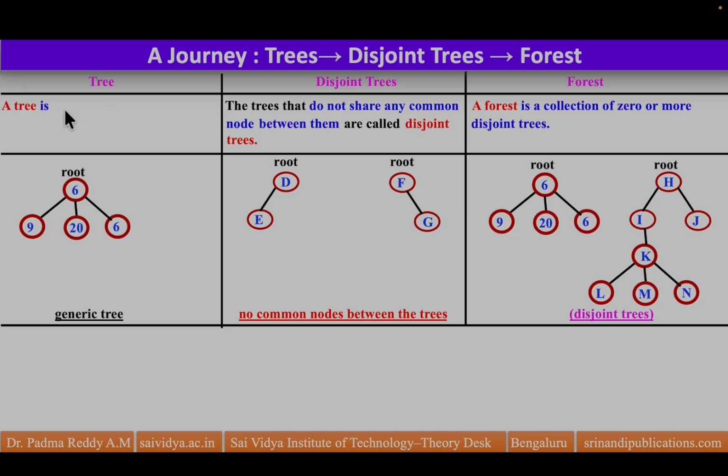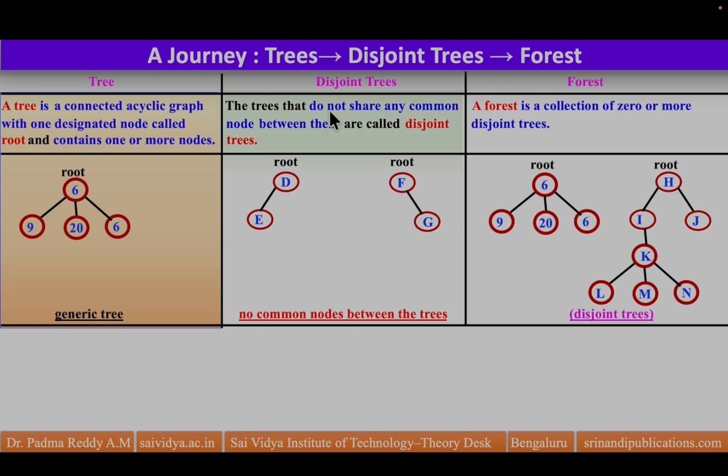A tree is a connected acyclic graph with one distinguished node called the root node and contains one or more nodes. One thing you remember, even a single tree can be considered as a forest. We begin with a tree which is a connected acyclic graph with a root. We have multiple trees that do not share any common node. They are called what? Disjoint trees. When all these disjoint trees are taken together as a collection, we call it a forest. So, this completes our journey from trees to forests.